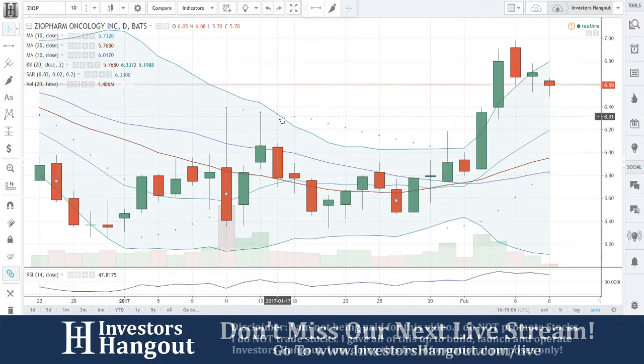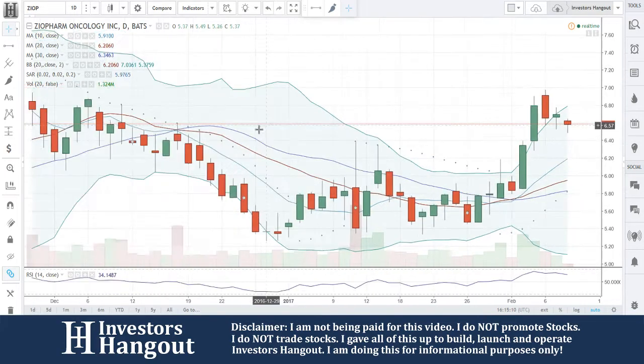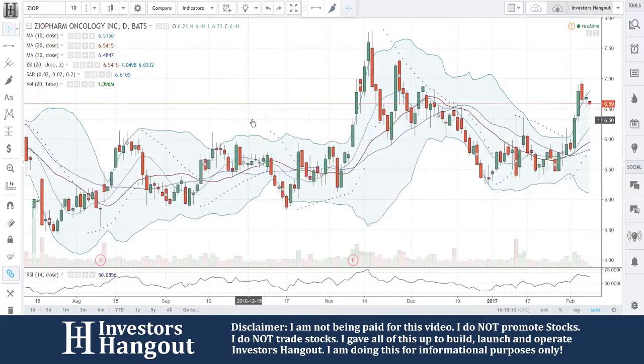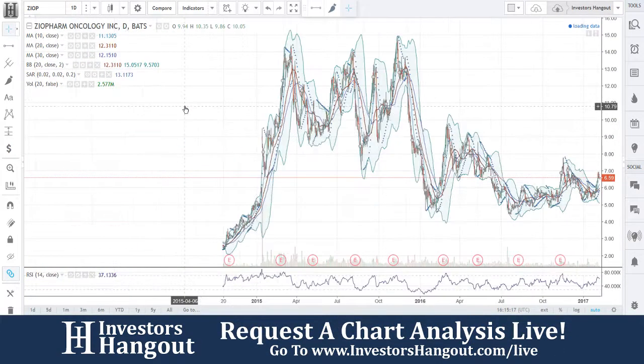All right, going to be taking a look at stock ticker symbol ZIOP. What's going on here? Currently traded at $6.59. This stock has had a lot of moves here. I mean, look at this back here.